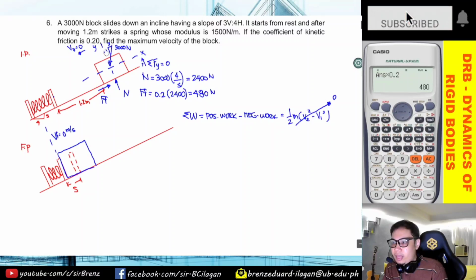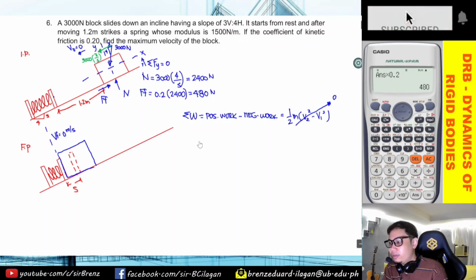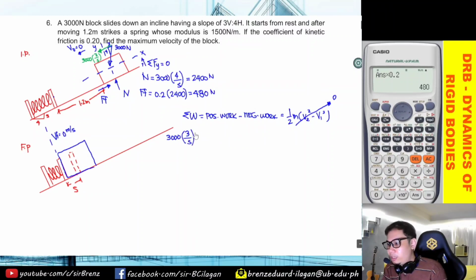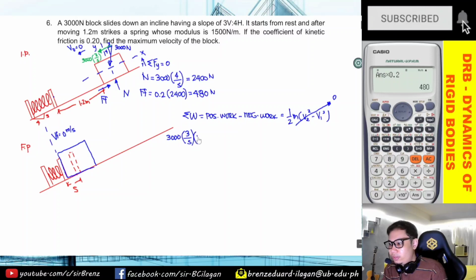So, syempre, you need to consider the x component of this force. Tama? Kasi, ayun nga. To solve that is just equals to 3,000 times 3 over 5. Okay? So, 3,000 times 3 over 5 and then multiply. So guys, ang i-consider na nating distance dito is ito lang ha. Okay? So yung 1.2 lang, hindi na natin a-addan siya ng S.